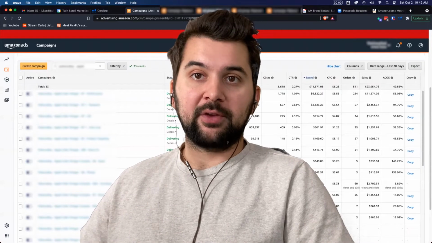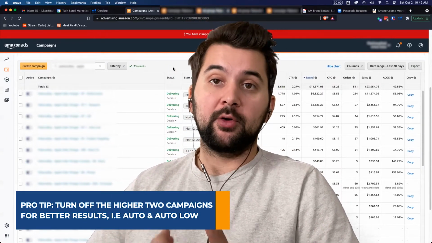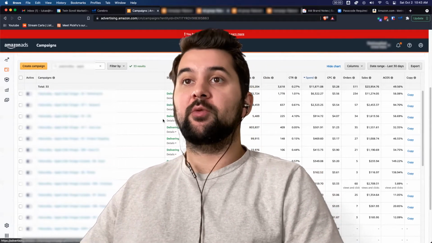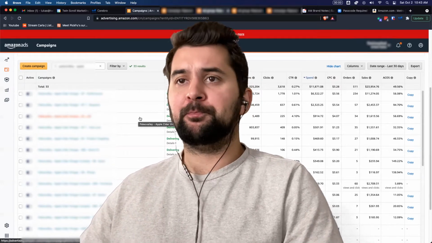What I would generally advocate is turning off the higher of the two automatic campaigns. So we do auto and auto low. The auto low has lower bids naturally. So you're going to want to turn off the auto, any sort of individual keyword campaigns you're going after.